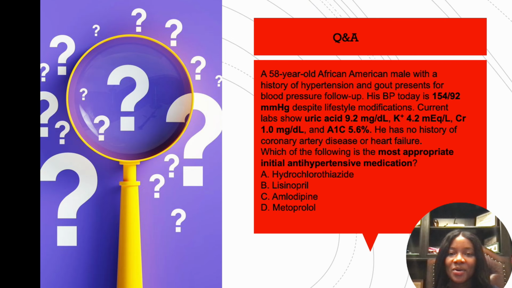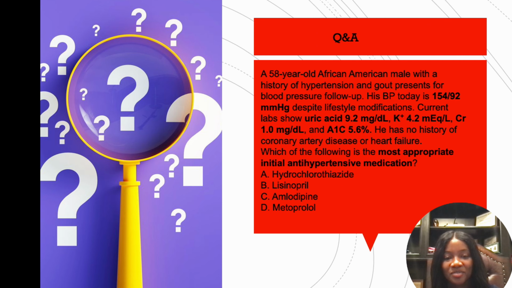So now let's do a quick Q&A. We have a 58-year-old African American male with a history of hypertension and gout. The patient presents for blood pressure follow-up. His blood pressure today is 154/92 despite lifestyle modifications. Current labs show uric acid 9.2, potassium 4.2, creatinine 1.0, and A1C 5.6. The patient has no history of CAD or heart failure. Which of the following is the most appropriate initial antihypertensive medication? Is it A, B, C, or D?